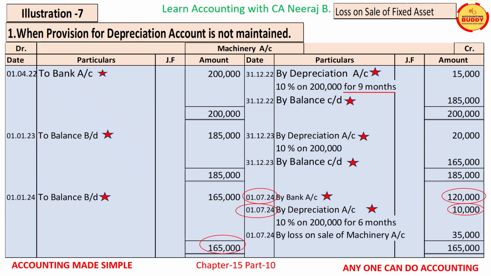Now when we deduct from the total of $165,000 debit side balance, $130,000 credit side entries, we are left with a balance of $35,000 which represents the loss incurred on sale of the machinery and is shown by writing the words by loss on sale of machinery account on 1st of July 2024. Thus, the machinery account for the financial year is balanced.